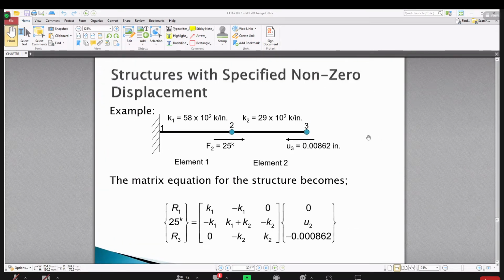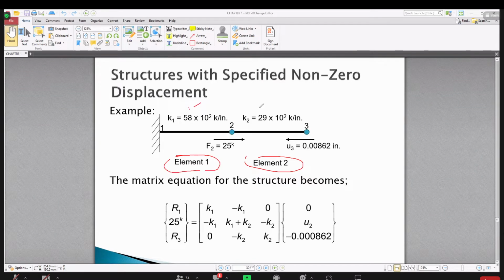Now, how about if we have non-zero displacement? So, for example, we have this problem. We have this structure composed of two bars. Okay, so this is element 1. This is your element 2, no? So, from node 2 to node 3.